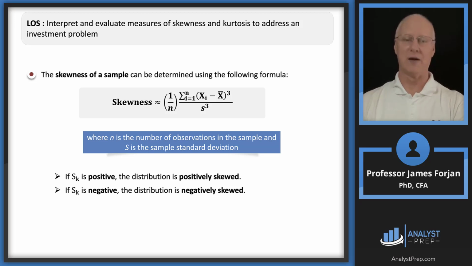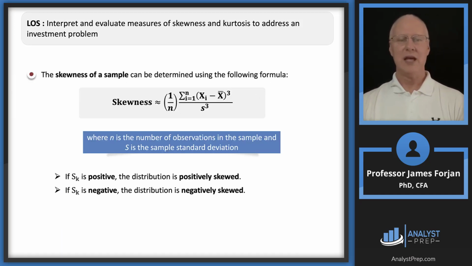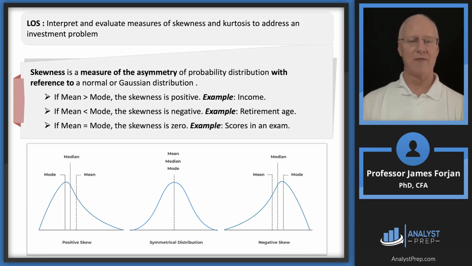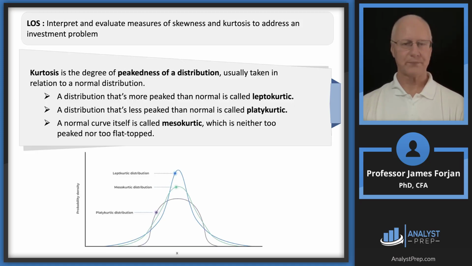But look at the bottom. This is probably the exam. Interpret and evaluate measures of skewness. So if it is positive, then the distribution is positively skewed. So there we have the left graph. If it is negative, then you have negative skewness. There we have the right graph over there. I think that's a great summary of potential exam questions.